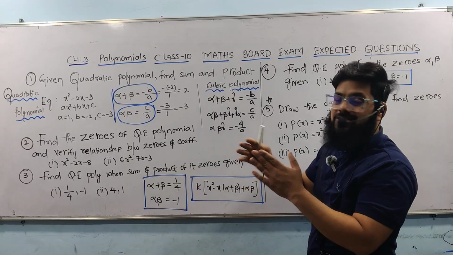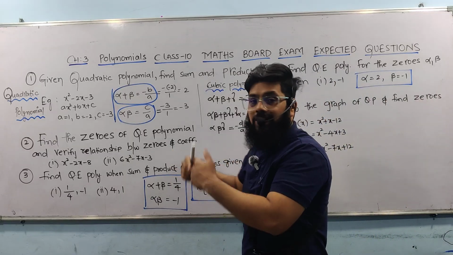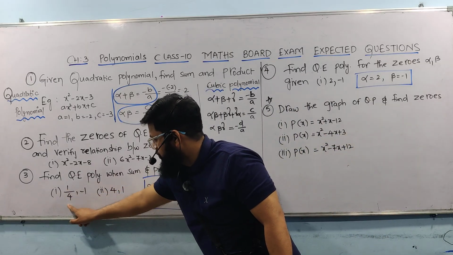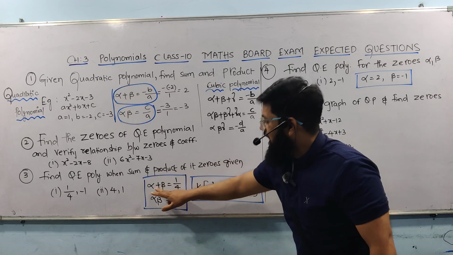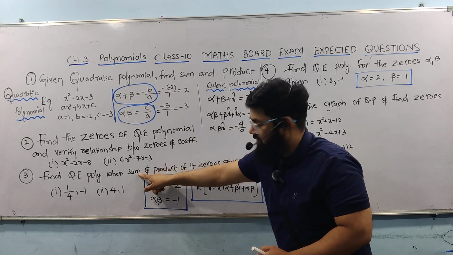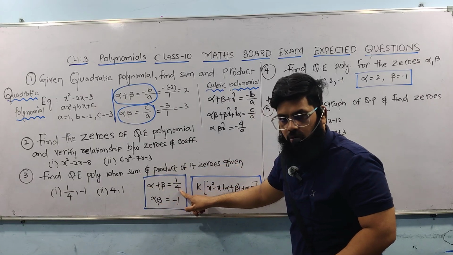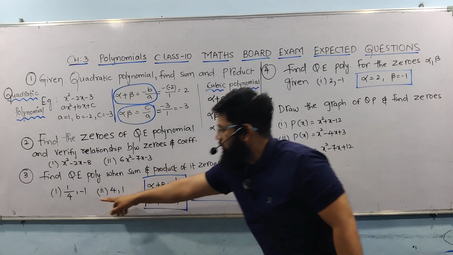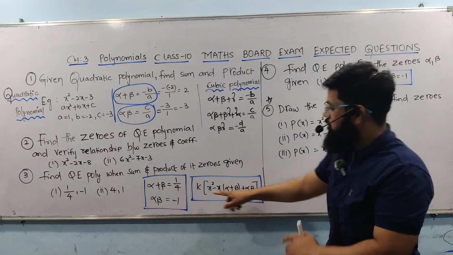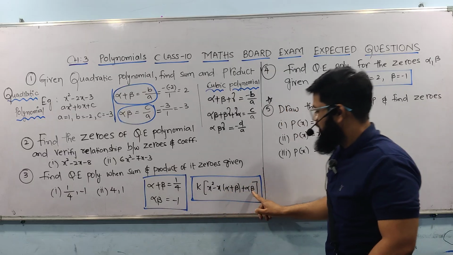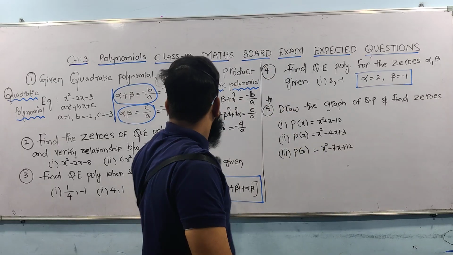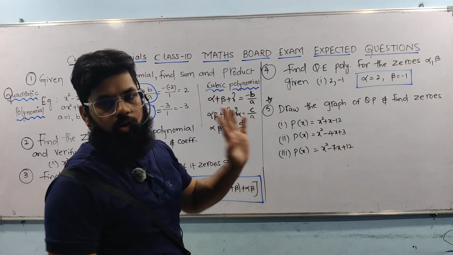So already they have given the sum. Sum means what? Addition. Product means what? Multiplication. Already they added, like here the question is 1 by 4 comma minus 1. They have already added; the alpha plus beta value is equal to 1 by 4. Don't get confused. Sum means they have already added and given it. Then product means into; they have already multiplied and given the multiplication value, that is minus 1. And we need to use this formula. Substitute here the alpha plus beta value and the alpha into beta value and simplify. You are going to get the answer. So this is one of the most expected questions, and maybe it is going to come for 2 marks.